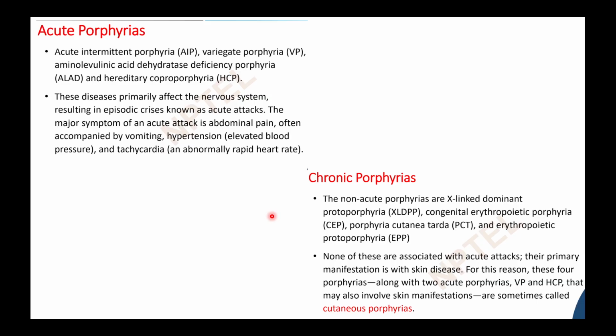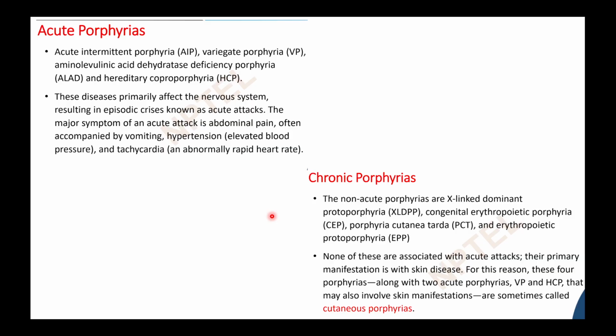Then comes the second type of porphyria, that is chronic porphyria. Okay, the non-acute porphyria, the chronic porphyria. It includes X-linked dominant protoporphyria, XLDPP.